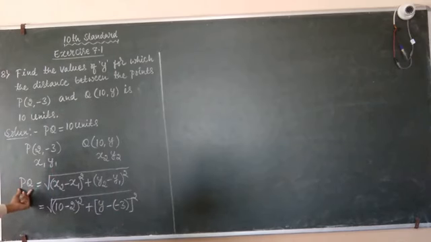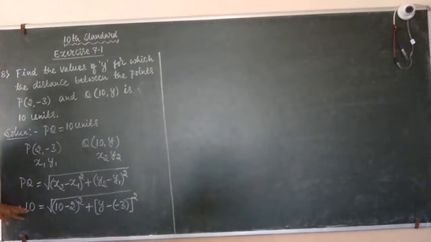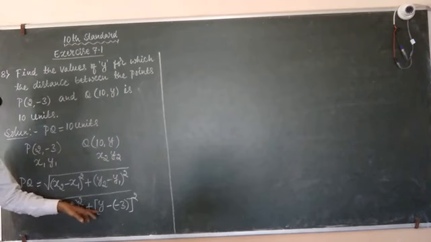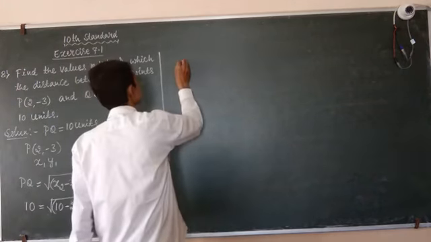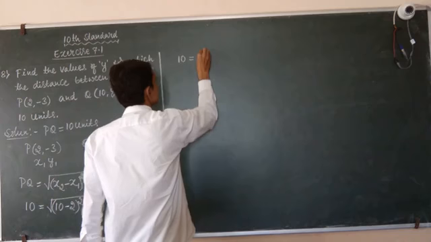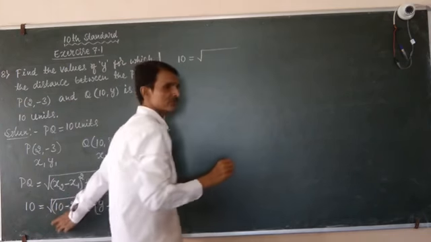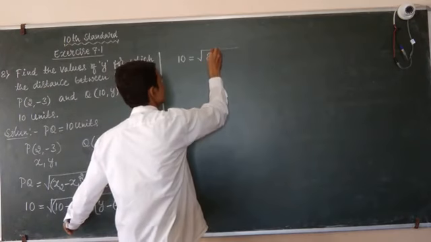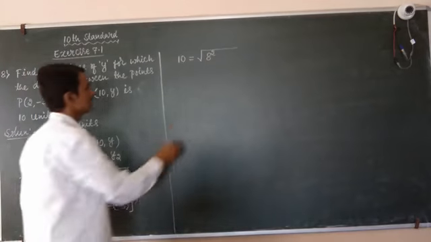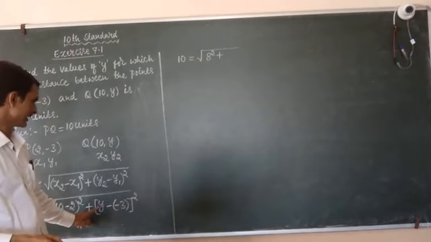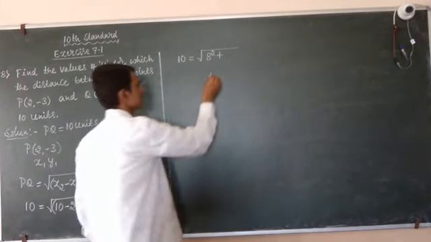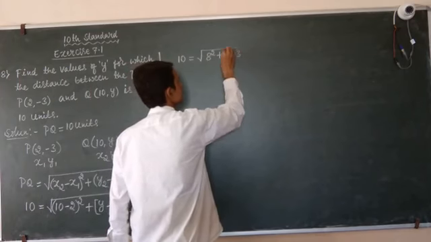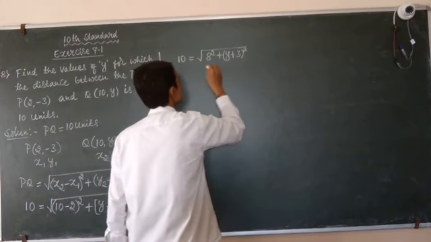Now observe PQ. We substitute the value of PQ as 10 on the left side. In the previous problem we were finding the value of this, but now the distance value is given, and we find the value of y. Write down the LHS as it is: 10 equals. Simplify the right side. 10 minus 2 is 8, 8 square plus, y minus into minus is plus, (y plus 3) whole square.